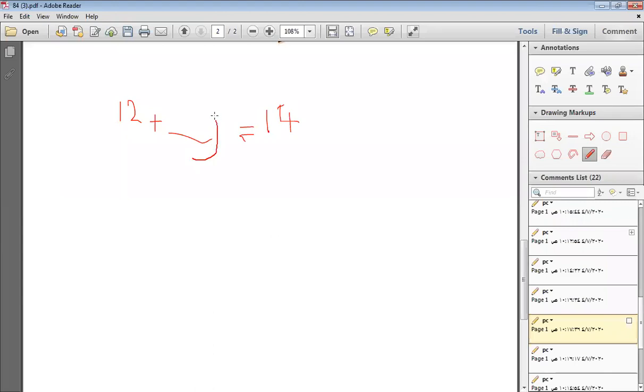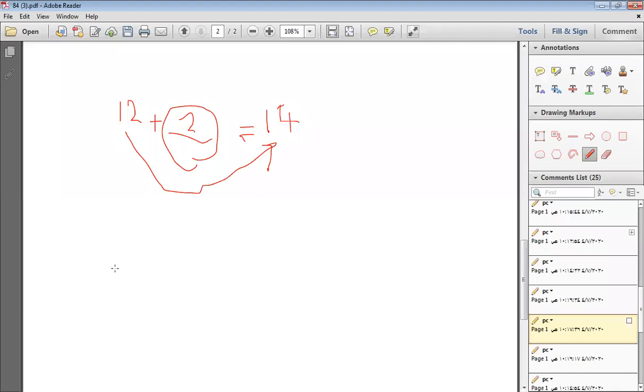I have here a missing number. How do I know that this is a missing number? Because it already gave me the total. It already gave me the total, so I have here a missing number. It needs me to write a number here. So I will start counting from the smaller number to the bigger one. I will start counting after the 12: 13, 14. So how many fingers did I open? 2. So the answer will be 2.